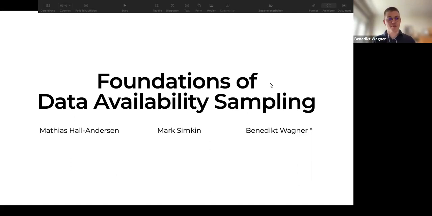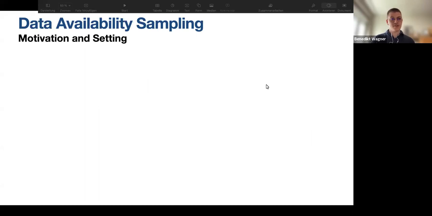I'm happy to speak here about this project, about data availability sampling. The last couple of months, we tried to understand what this data availability sampling is and how we can formalize it. So let's set the stage. What is the setting that we are looking at and why do we care about this?